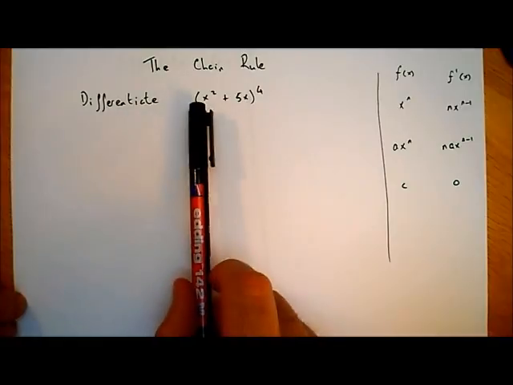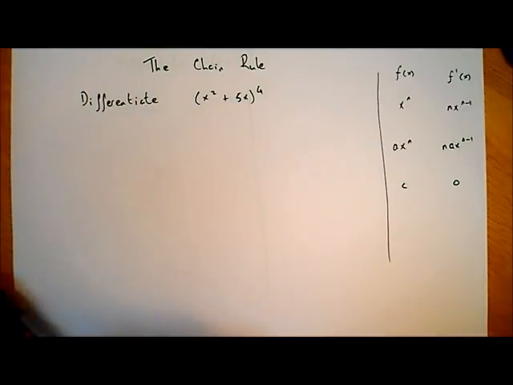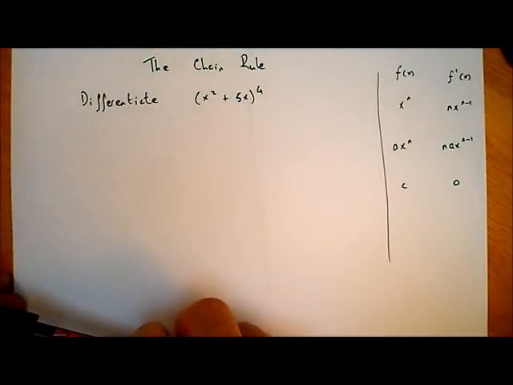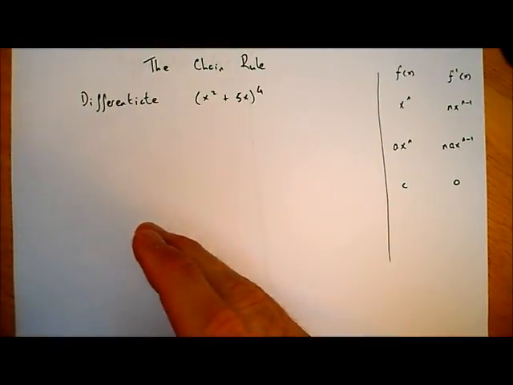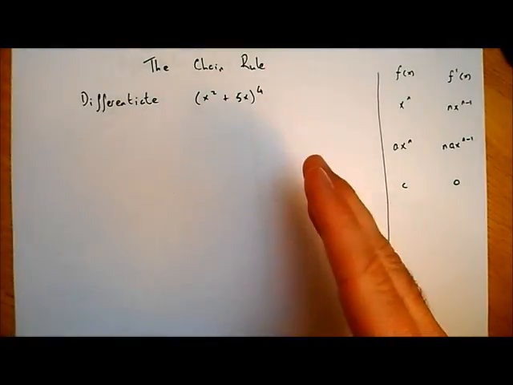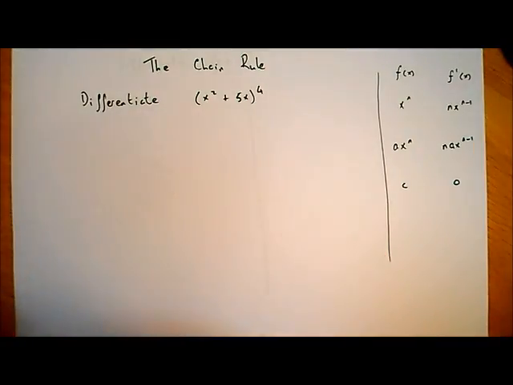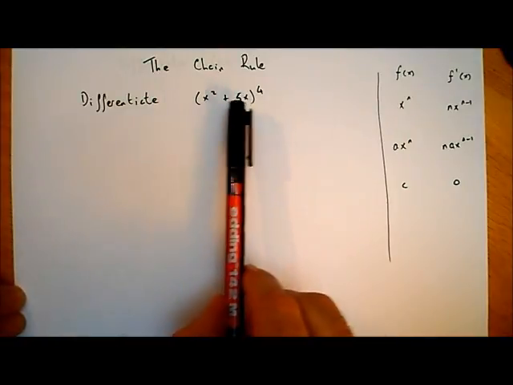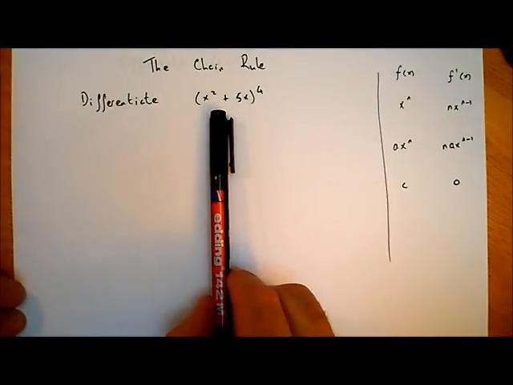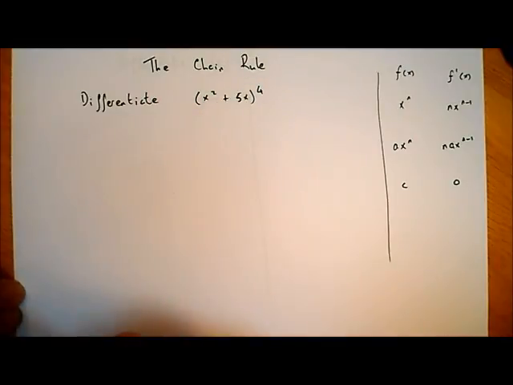So we want to differentiate x squared plus 5x all to the power of 4. Now we haven't seen anything like that before, because usually what you have been asked to differentiate so far in these videos is something like x cubed or x squared or 3x squared. This time we've got a sum, something in brackets, x squared plus 5x, two things, and then that's all raised to the power of 4.